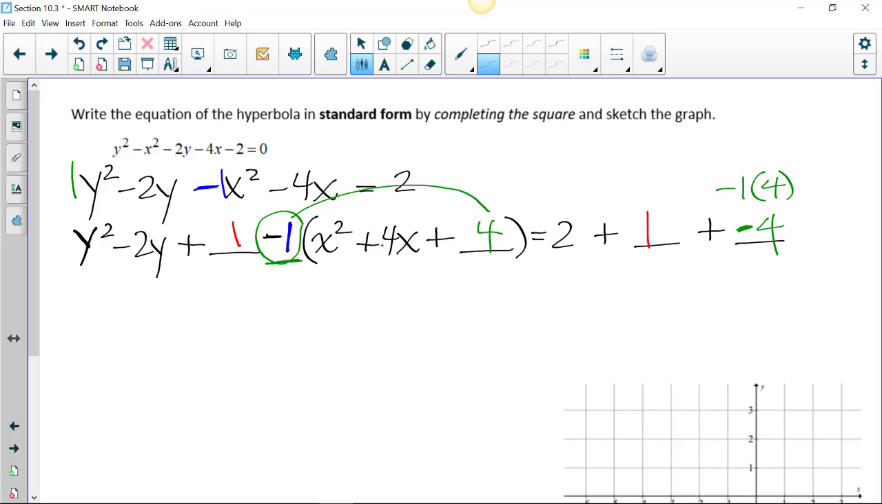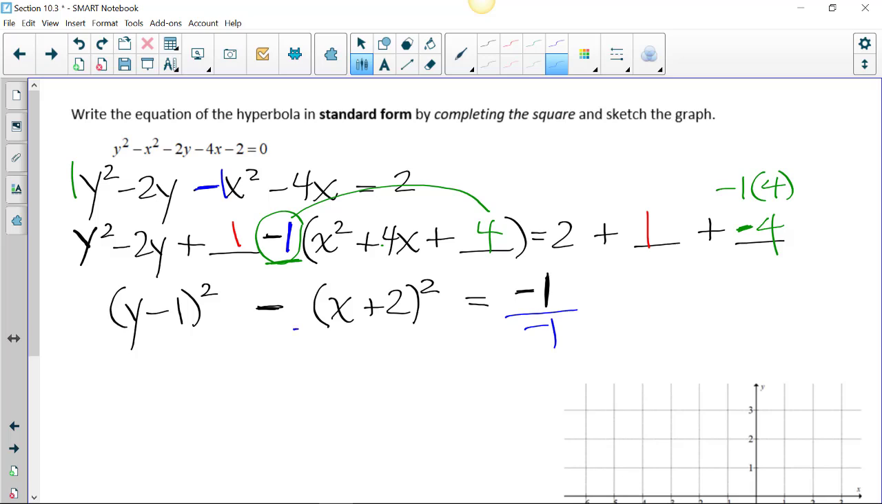Okay, so now factor your perfect square trinomials. This minus, you don't need the 1. It's not wrong if you put it. And then look what I have on the right-hand side. I have -1. 3 minus 4 is -1. Okay, is this in standard form? It is not, because the right-hand side is supposed to be a positive 1. So I need to divide everything by -1.